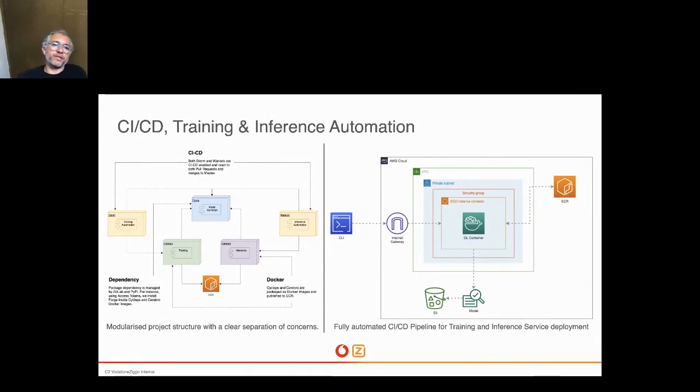For instance, when we started, let's think about CI/CD, training and inference automation, right? Inference is the prediction on the images. We started by first having a very nice and well modularized architecture for the project itself. So not one big repository, like a monolith, to hold everything together, but very specific smaller repositories to do the things the way we wanted them to happen.